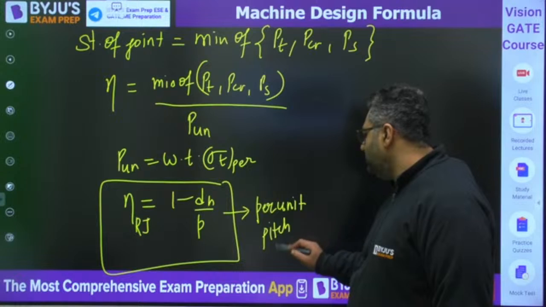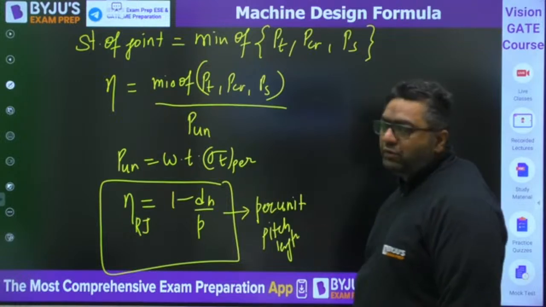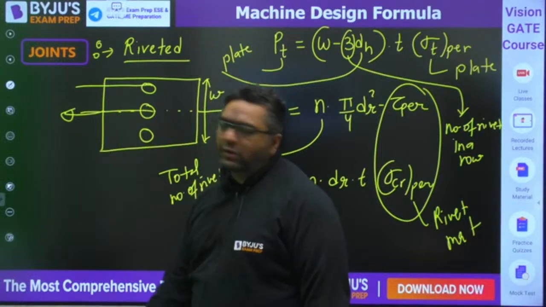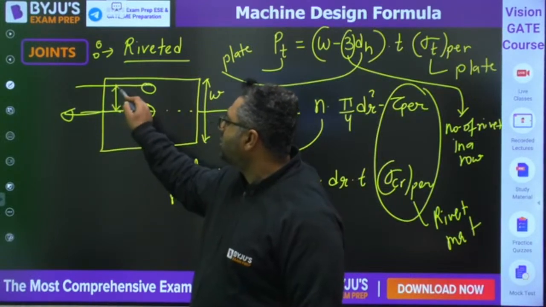What is the per unit pitch length? When you are going for the per unit pitch length, we are thinking of one pitch distance only. We are not talking about the total width. We are talking about this much distance only.